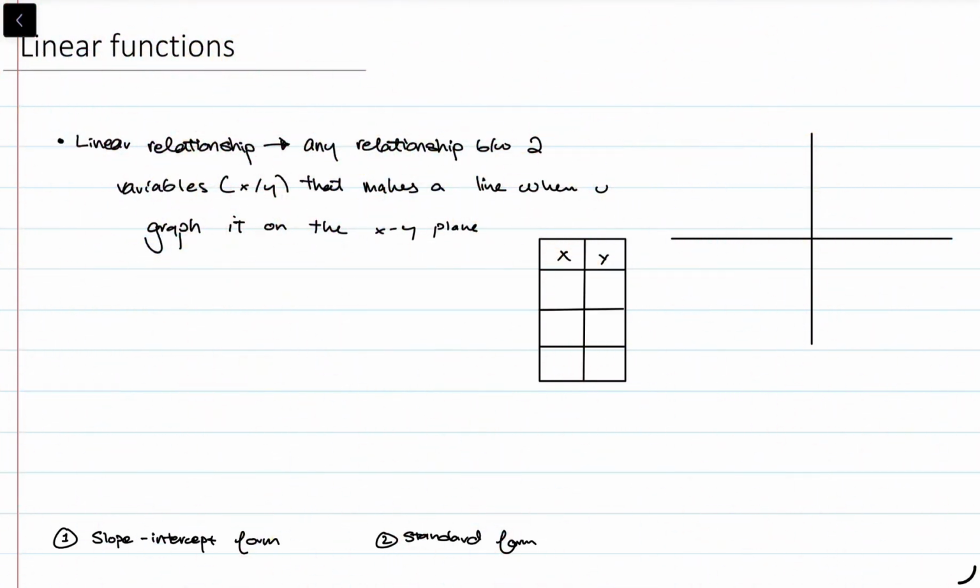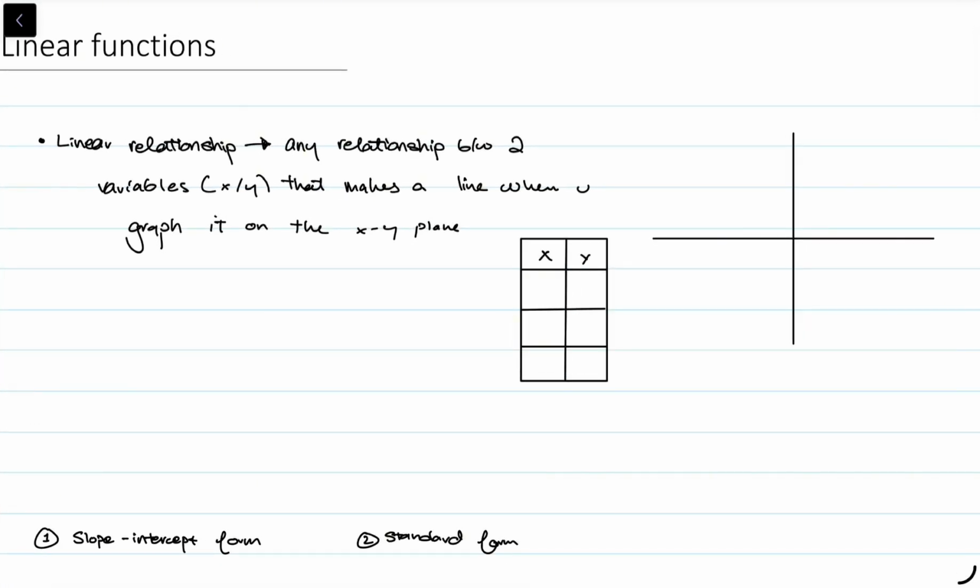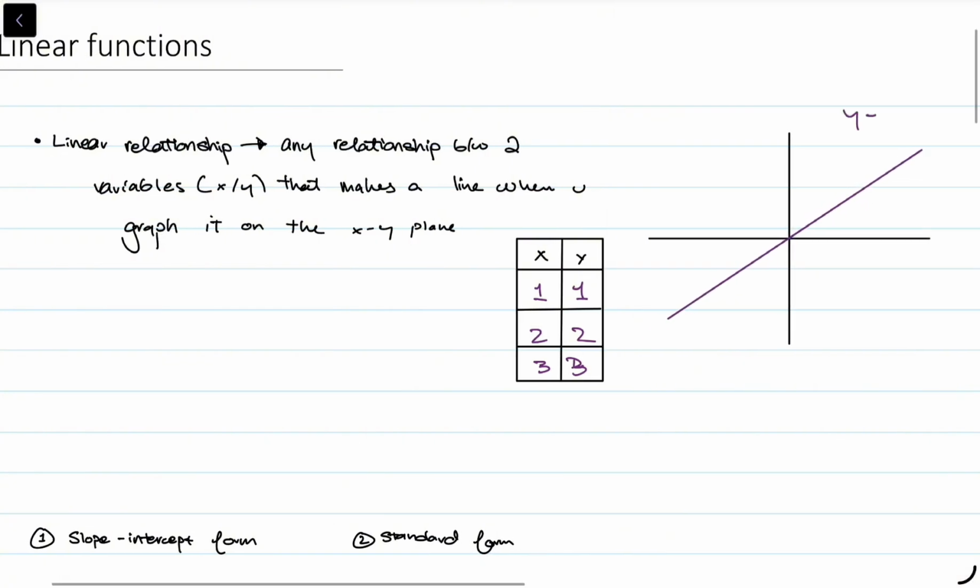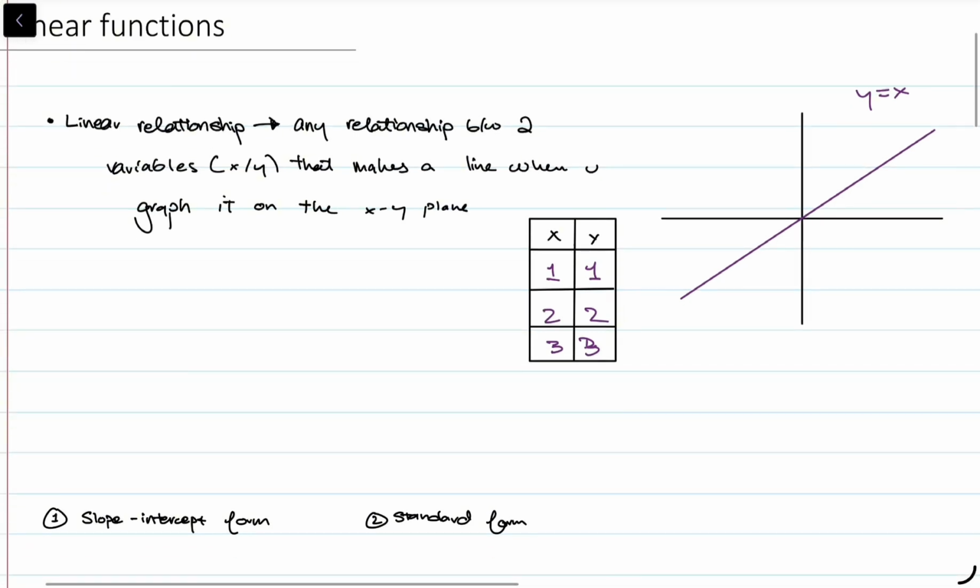A linear relationship is any relationship between two variables like x and y that makes a line when you graph it on the xy plane. For example, if x is always equal to y, like when x equals 1, y equals 1, x equals 2, y equals 2, x equals 3, y equals 3, then it's just a straight line passing through the origin with the equation y equals x. It's just showing you the relationship between these two things. It's really common to see in the wild as well.